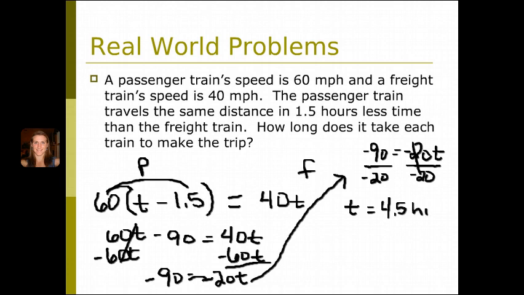Okay? To test this, you're plugging 4.5 hours into the original equation. What I'll need to do is say 60 times 4.5 minus 1.5 equals 40 times 4.5. And once you do all the work, you should have 180 equals 180, which will check out. You want to make sure that you show that work on your own paper because I don't have enough room to show it here for you.